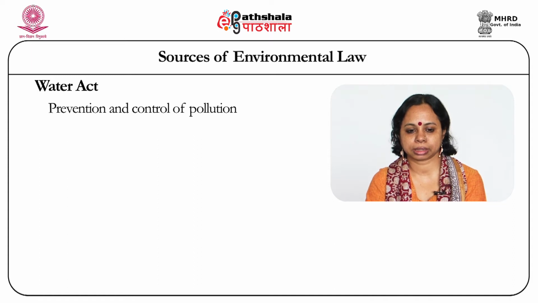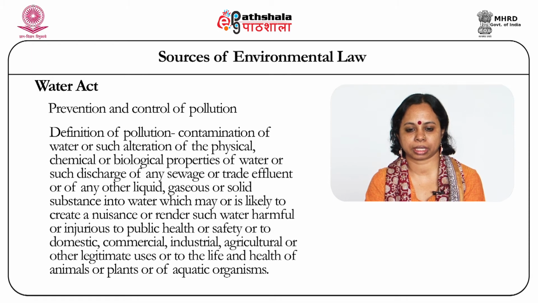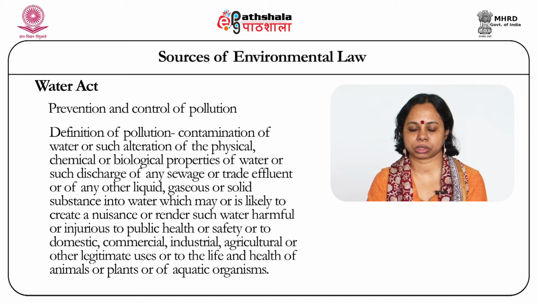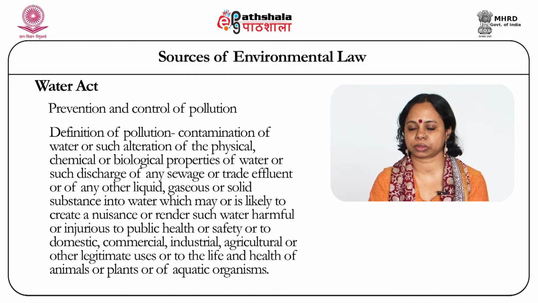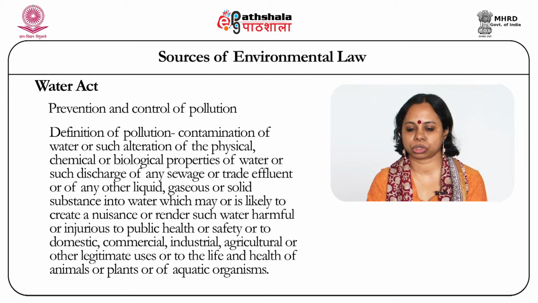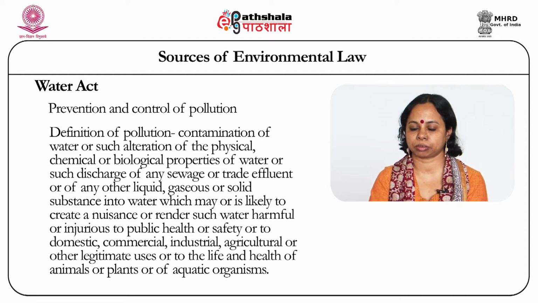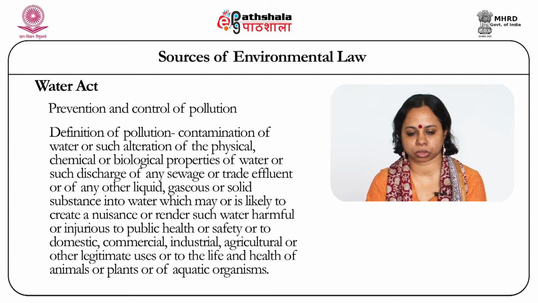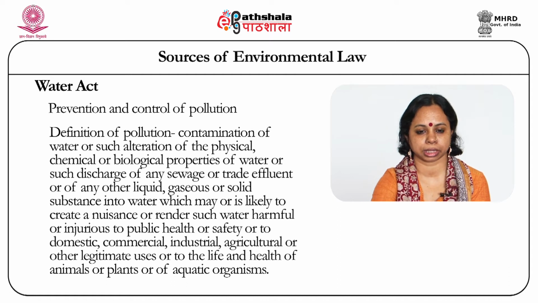Now, one can see a definition of pollution provided in the Act itself, which suggests quite a detailed definition in terms of contamination of water or the presence of certain substances whereby that would be harmful or injurious to the health of human beings or to animals, carrying out of certain domestic, commercial, industrial or agricultural activities which could also be threatening the life and health of animals or plants or of aquatic organisms. So, there is a detailed definition being provided in the Act itself.